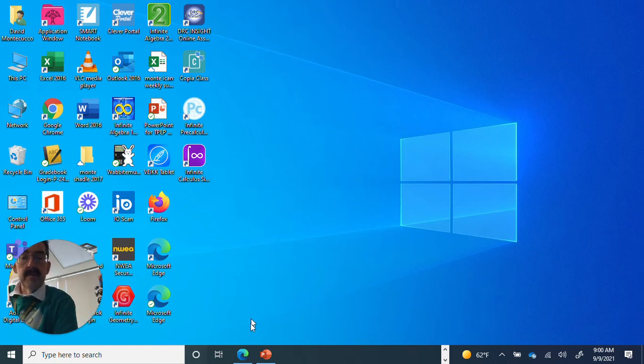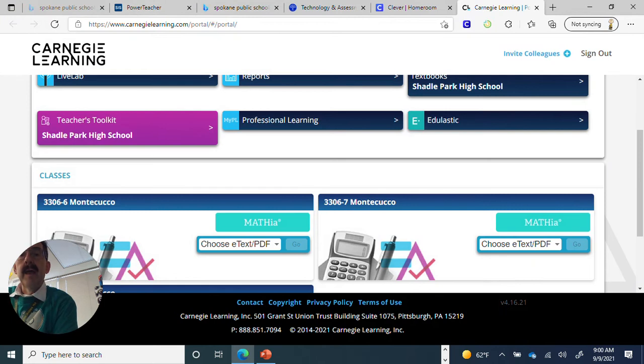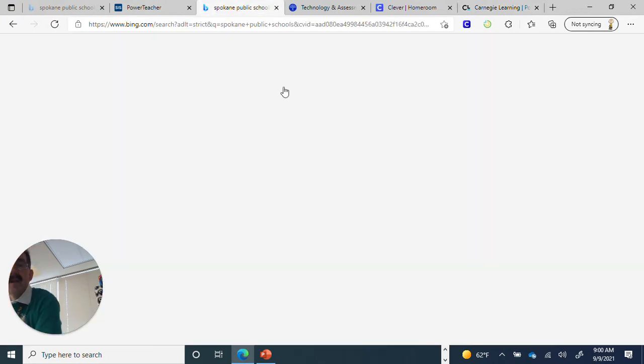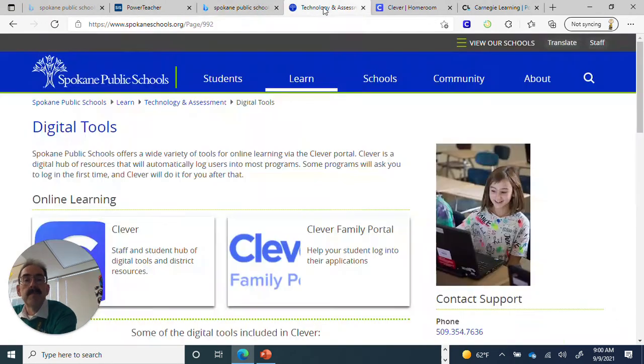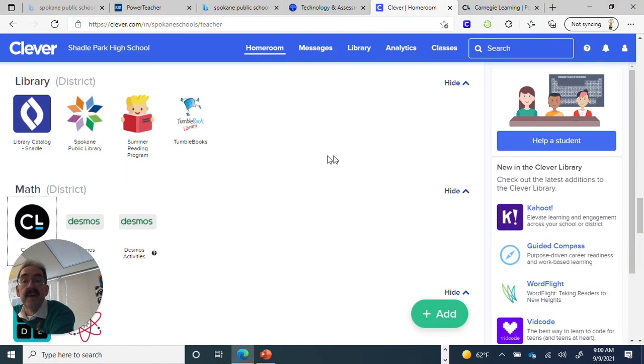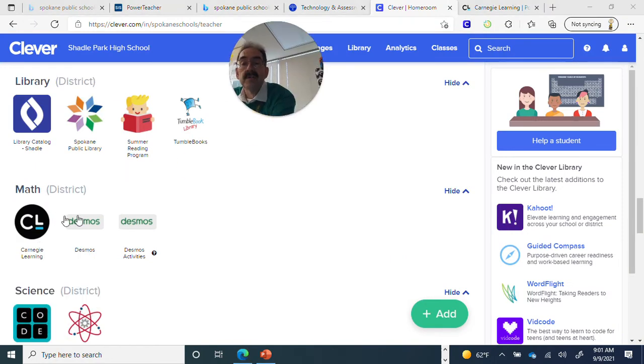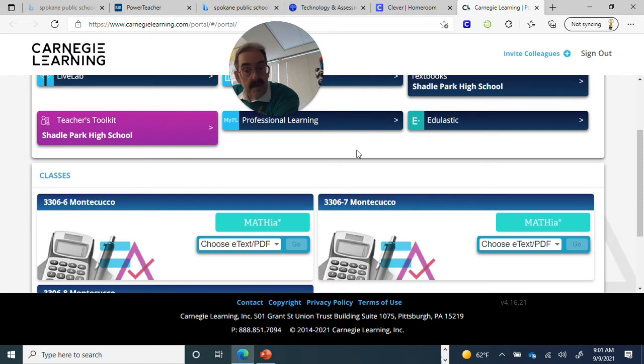So we want to go to the internet, and once we find the internet, we're going to go to Spokane Public Schools. Once we get to Spokane Public Schools, we click on Digital Tools, and we're going to find Clever. Log into Clever. Once you log into Clever, you want to scroll down until you find the CL button, Carnegie Learning. Click on Carnegie Learning. Once you click on Carnegie Learning, you're looking for the Mathia button.